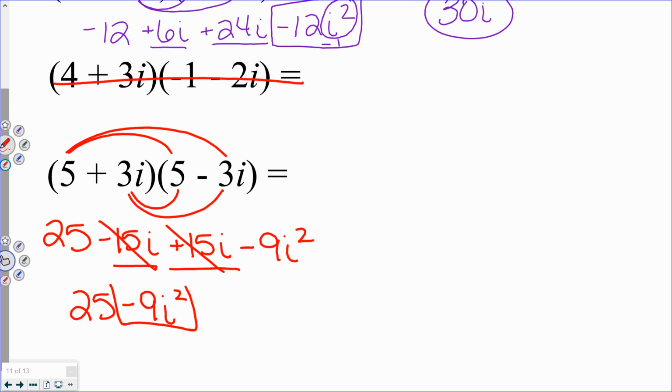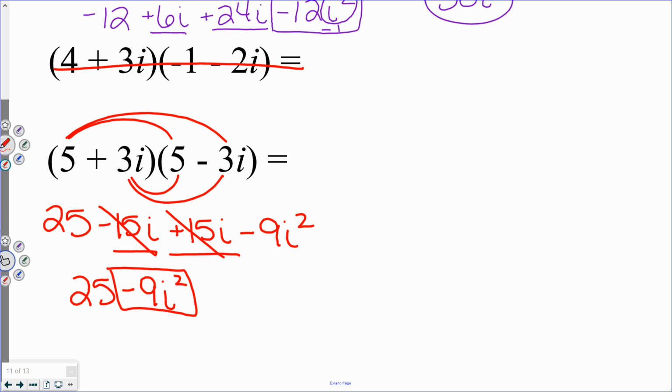But what happens to that? It changes to a positive, right? Because this entire piece becomes negative 1. So that's 25 plus 9, which is 34. It can ring because I'm almost out of time with you guys. I'll answer it later. All right. Are we okay on that right there?